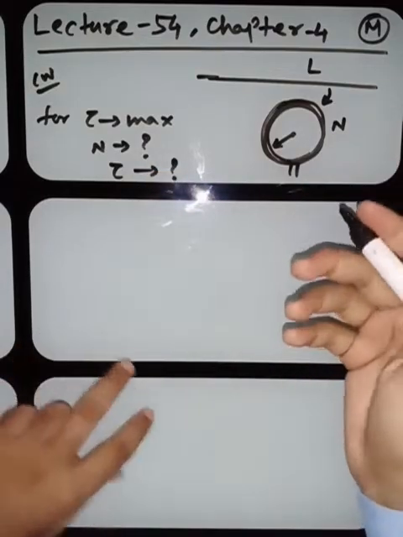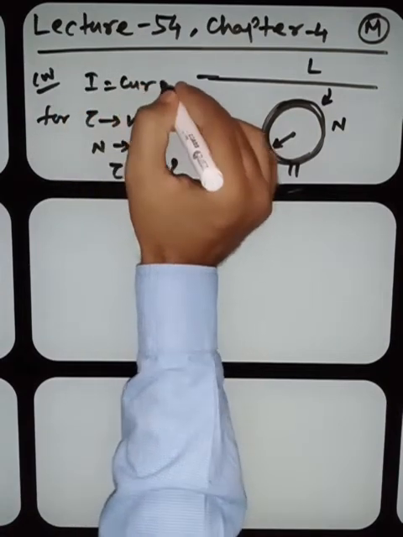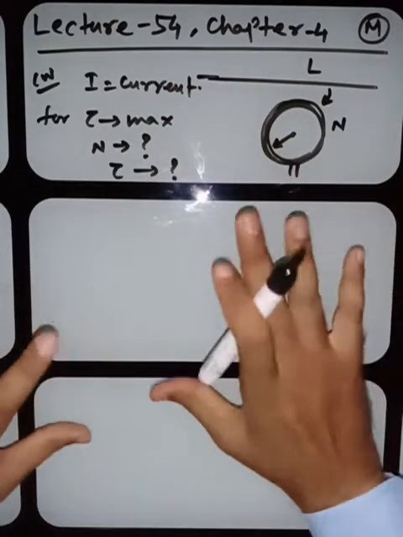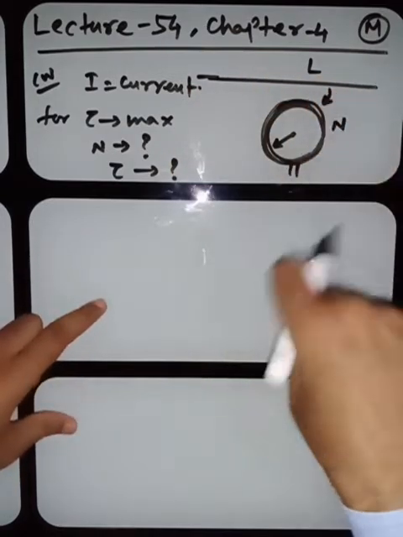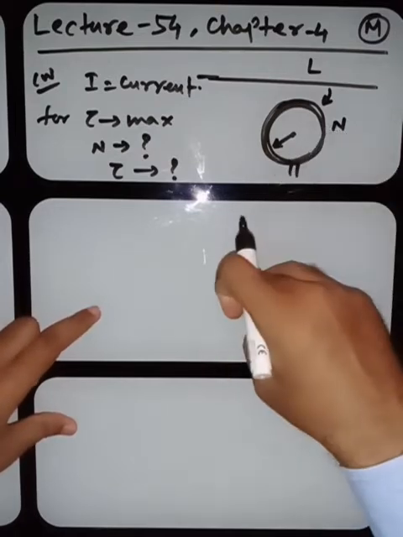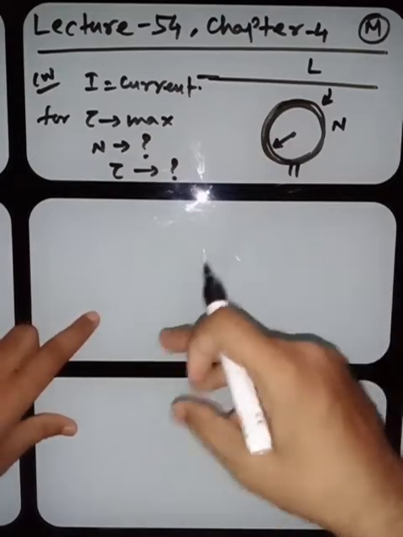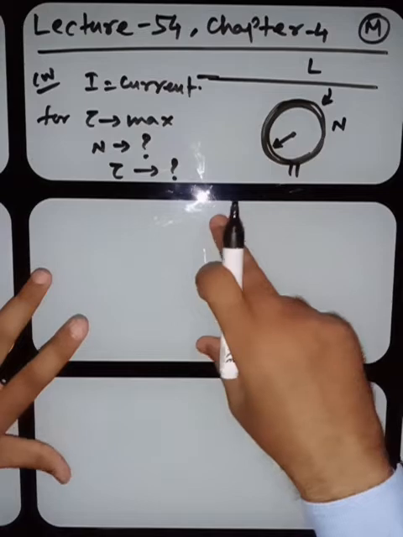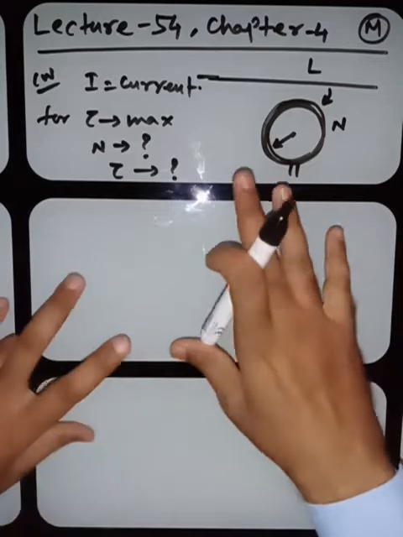Here current I is passed through the conductor. What is given? You have the length of the conductor, L, and this length is wound to form a tiny closed loop. The number of turns is N. You have to find how many turns you will give. Remember, you have to give complete turns, so the answer for N will be a perfect number: 1, 2, 3, 4, an integer.